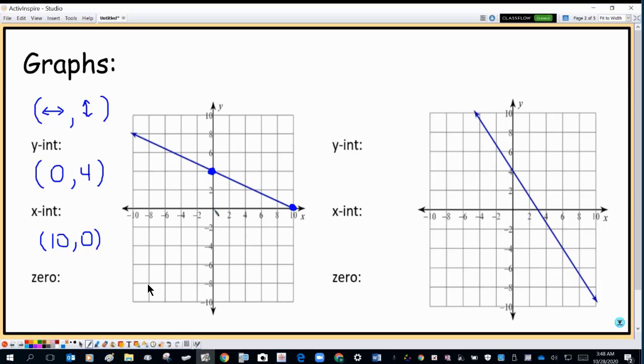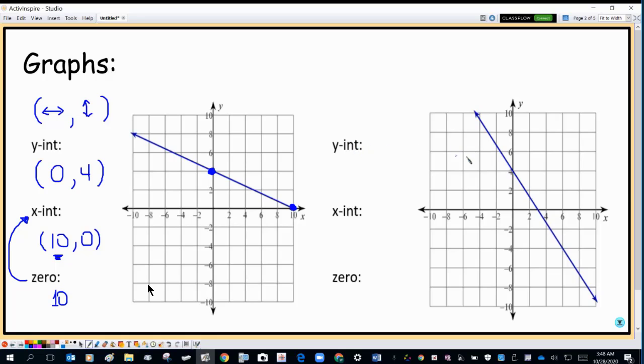On the first case, I didn't go right or left, and then I went up 4 units, so then 4. Now the zero is pretty much just the x value of the x-intercept. So you're just going to write the number 10. So basically it is the first term there in the parentheses. Okay, let's do another example.